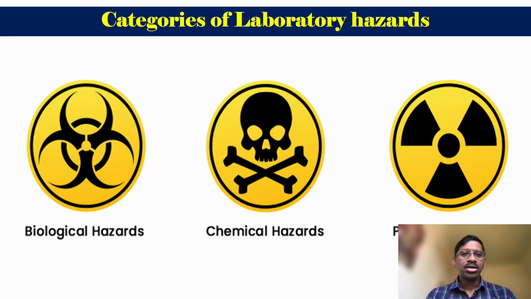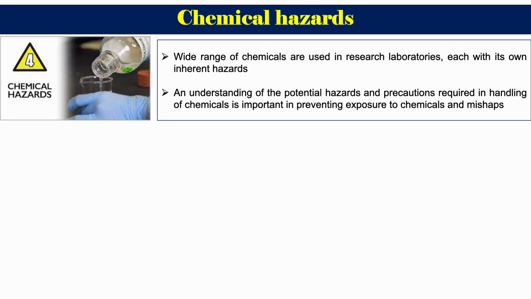There are mainly three categories of laboratory hazards. Number one is biological hazards, followed by chemical hazards, and followed by physical hazards. And for all these three hazards, this type of symbols are used. So we have to remember the meaning of these symbols. Number one is biological hazard, followed by chemical hazard, and followed by physical hazard.